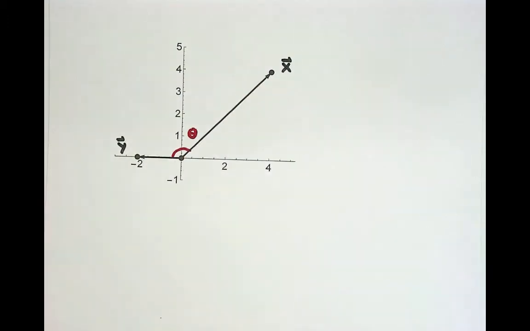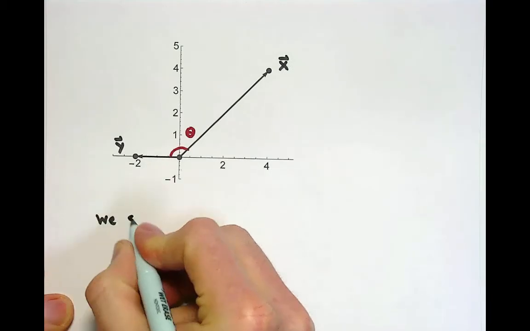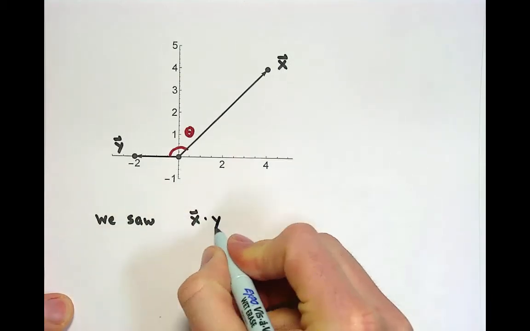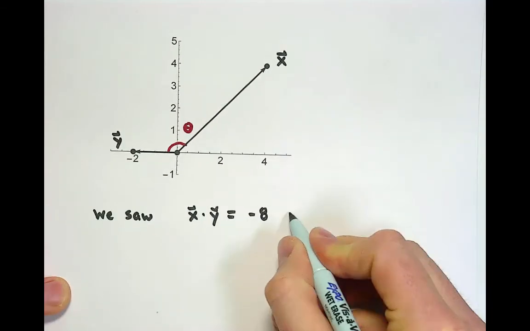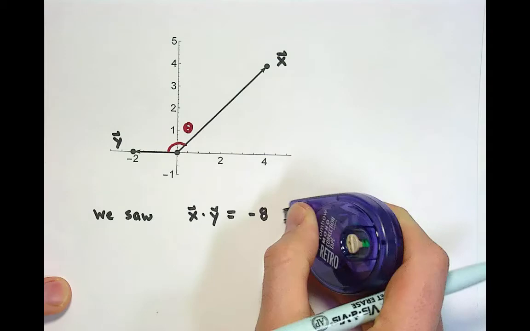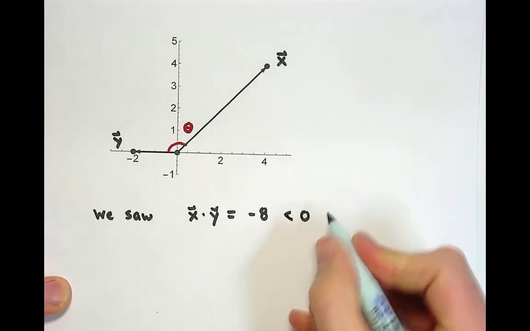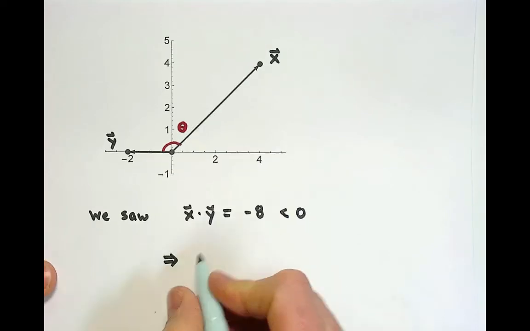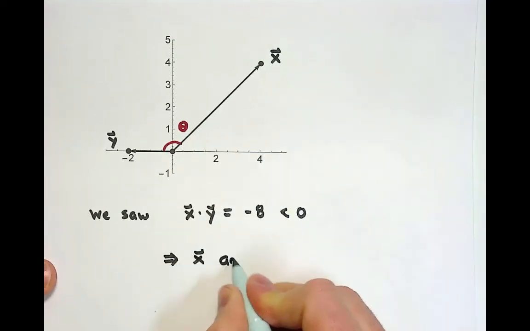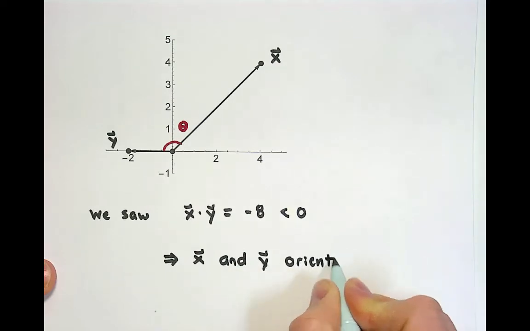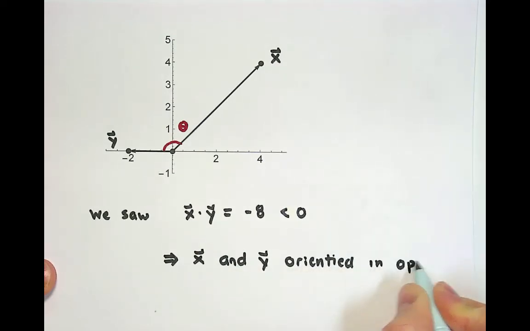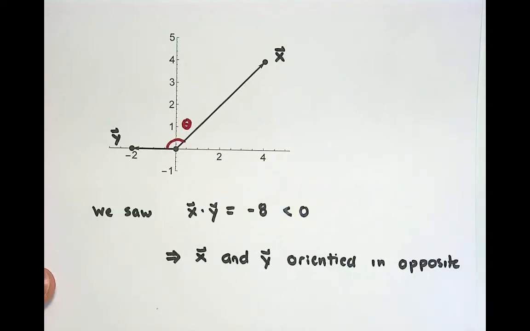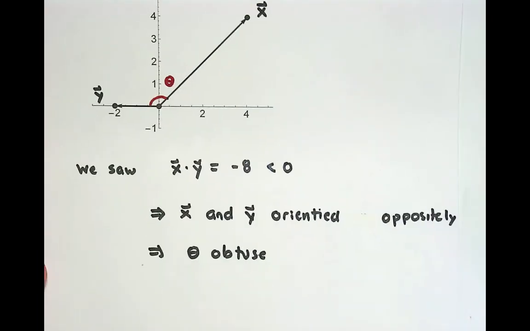Let me write all that down. We saw x dot y equals -8, which was less than 0, which implies x and y are oriented oppositely, which implies theta is obtuse, right? And we can see that graphically. Let's do it analytically.